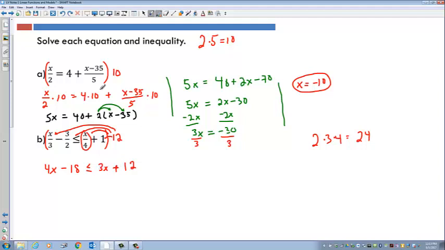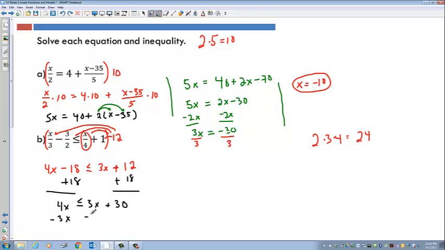And now the idea is get all the x stuff to one side and everything else to the other. So maybe I'll do this in 2 steps. I'll add 18 to both sides. So on the left-hand side, I have a 4x. On the right-hand side, I have less than or equal to 3x plus 30. And then I'm going to move over to 3x, so minus 3x from both sides.